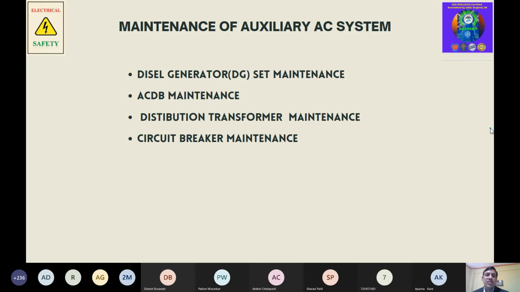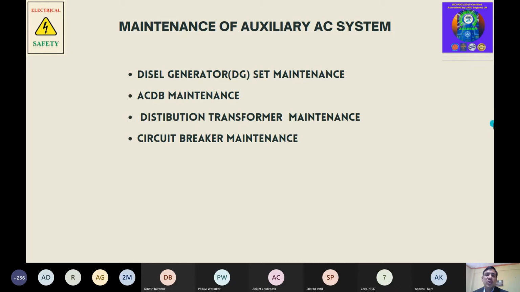Then ACDB maintenance is there, AC distribution board maintenance, whatever I have shown you. There are some LT breakers and also some feeders, some contactors inside. We have to clean those contactors, because many times due to continuous operation there is melting of contacts, so there is carbon deposition. So there is a loose connection. Because of the loose connection, it may result even in flashover inside that panel. So we have to take those precautions.